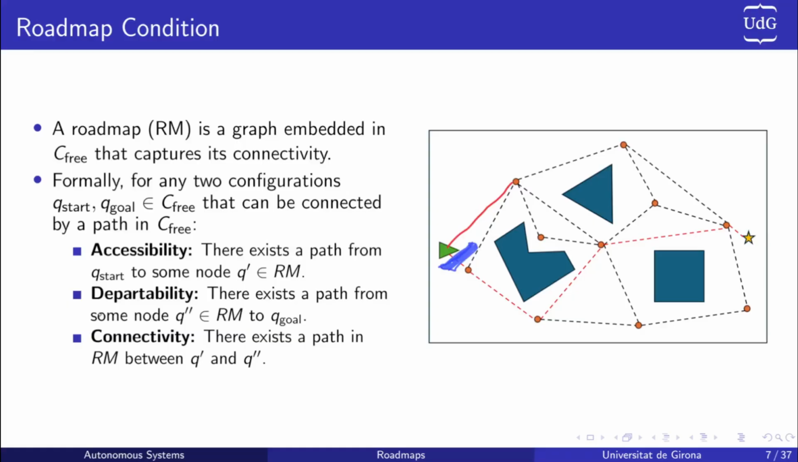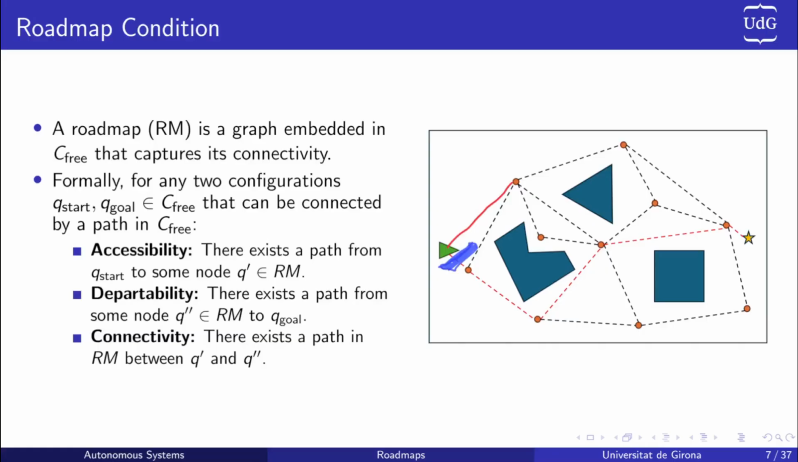The departability is exactly the same condition, but with the goal position, okay? That means that we can connect the goal position with some of the nodes, with some of the vertices of our graph. Here, look that when I try to connect, I always use a straight line. I will talk a little bit about that later when we talk about local planners and global planners. But for now, when I try to connect things, I always try to use the straight line. We will improve on that later.